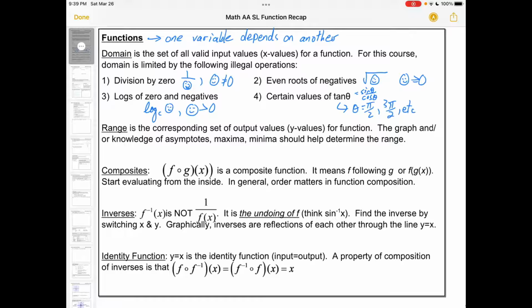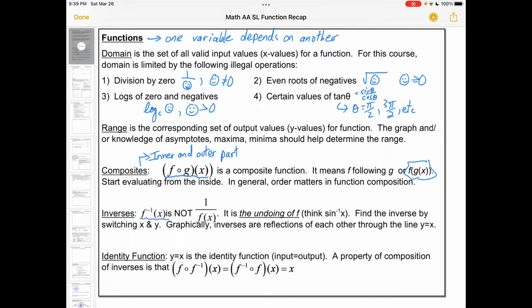Composite functions are functions that have an inner and an outer part. When you see this notation, f composed of g of x, it means f following g of x, or think of it this way, f of g of x. When you evaluate, start from the inside. In general, order matters in function composition, so f of g of x tends to be different than g of f of x.